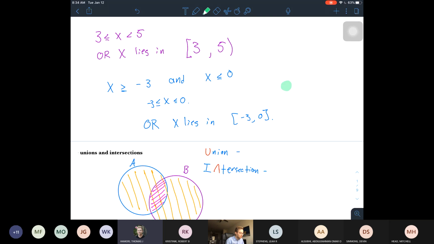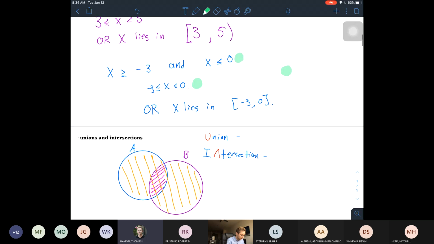So yeah, we can sometimes get our information packaged a little bit differently. We just sometimes have to clean it up a little bit. So that's what happened between this first line and this second line here. We just rewrote it a little bit differently, and that made it easier to see how we were going to write it in interval notation. So we said that x lies in -3 comma 0, and we used brackets because we want to include the endpoints. Okay, so that's a brief recap of what we did last time.